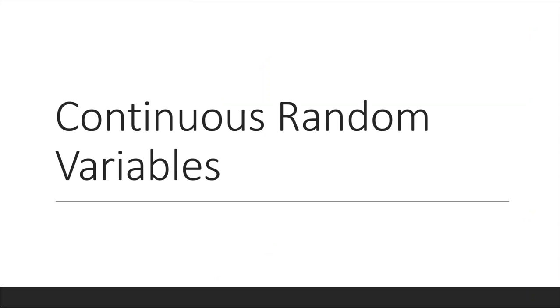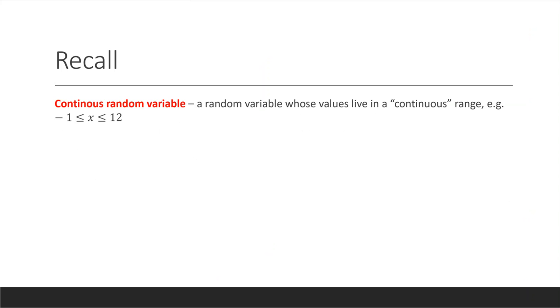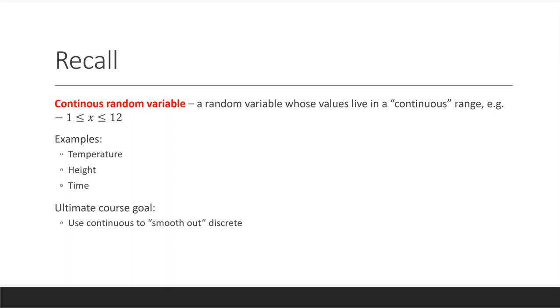Alright, continuous random variables. Recall from earlier in the course that a continuous random variable is a random variable whose values live in a continuous range. For instance, between -1 and 12 inclusive. Some examples of continuous random variables: temperature, height, time. The ultimate goal of this course is to use continuous random variables to sort of smooth out discrete random variables. We'll be doing that in section 4.4.